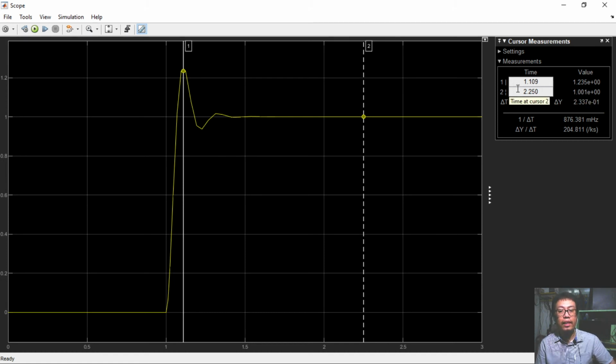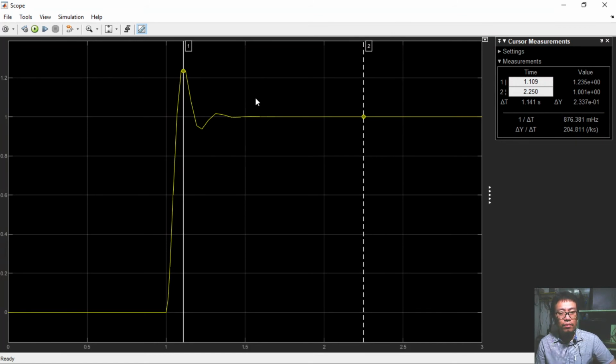Okay, at the time of 1.109, so this is its peak time, and this is its peak value. If you relate this to the final steady state value, it should have been 23.5% overshoot. Okay, but that's the time response. So, we are talking about steady state error.